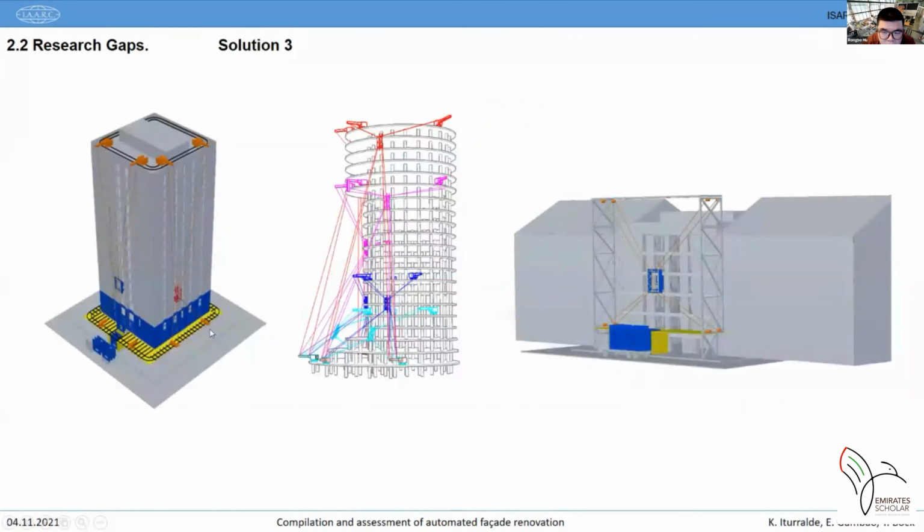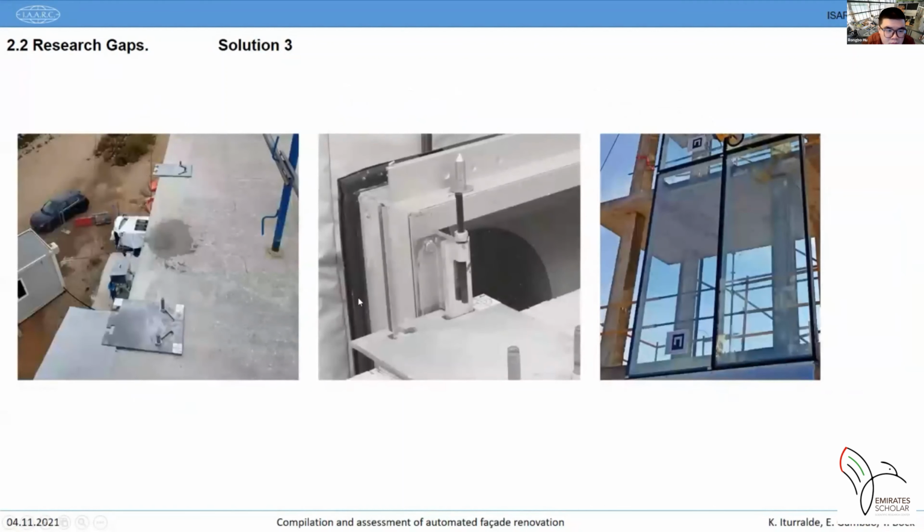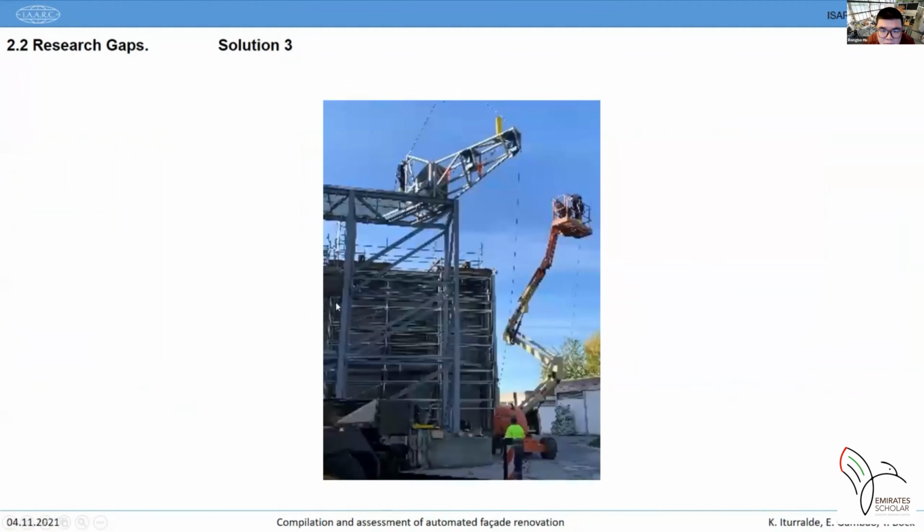In the beginning, we were thinking of using this cable robot for building renovation, but some partners were more keen on using it for curtain wall and new buildings. But the problematic is mainly the same in this case, I would say. For installing the curtain wall, we need to make holes, fix brackets, and install the modules on top of the brackets, as you can see in this picture.